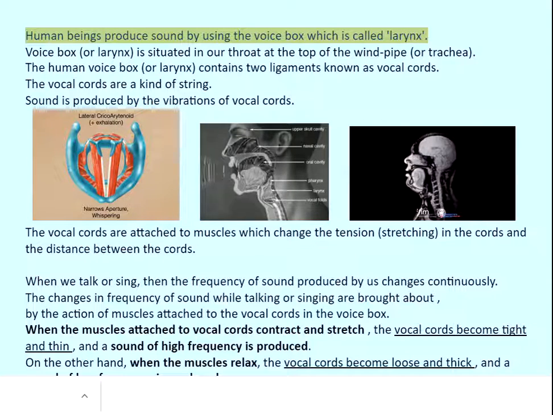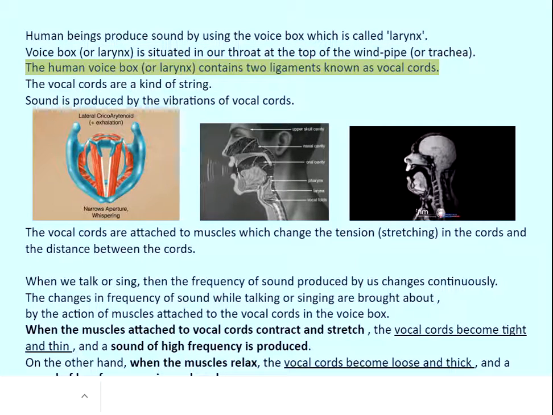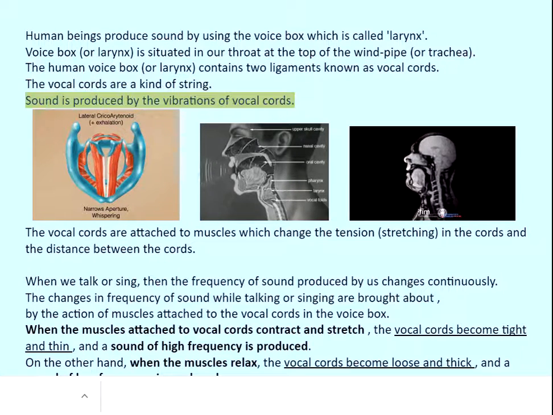Human beings produce sound by using the voice box which is called larynx. Voice box, or larynx, is situated in our throat at the top of the windpipe, or trachea. The human voice box, or larynx, contains two ligaments known as vocal cords. The vocal cords are a kind of string. Sound is produced by the vibrations of vocal cords.